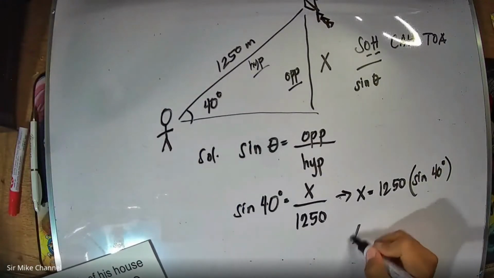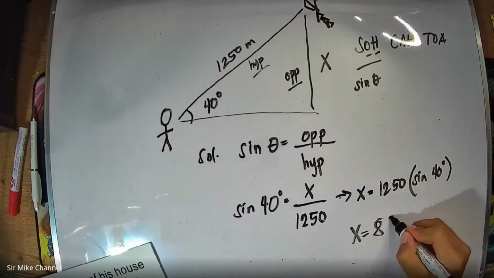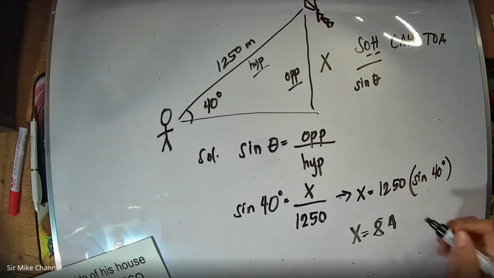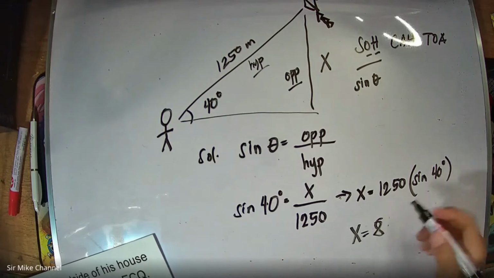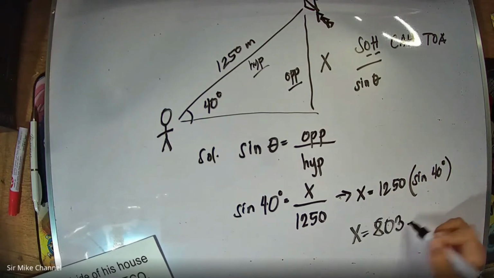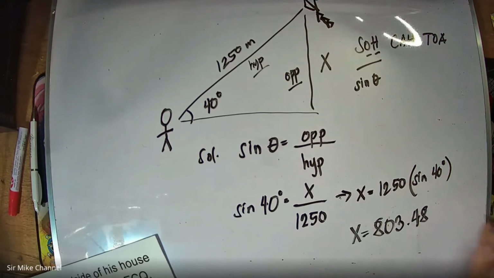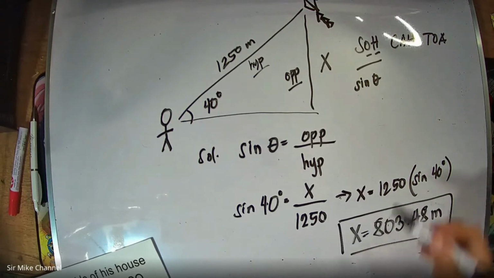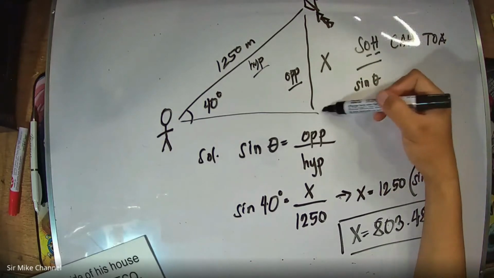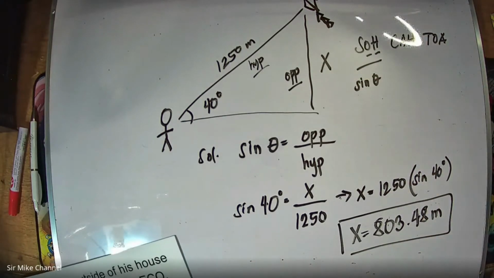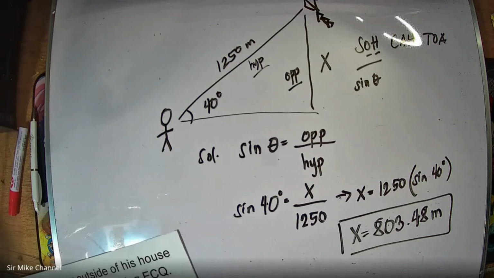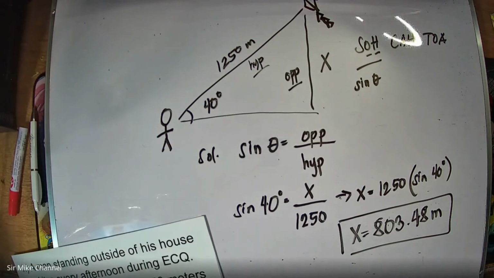So x is 803.48 meters. This is the height of our kite from the ground. So the final answer is 803.48 meters. Okay. Example number 2.